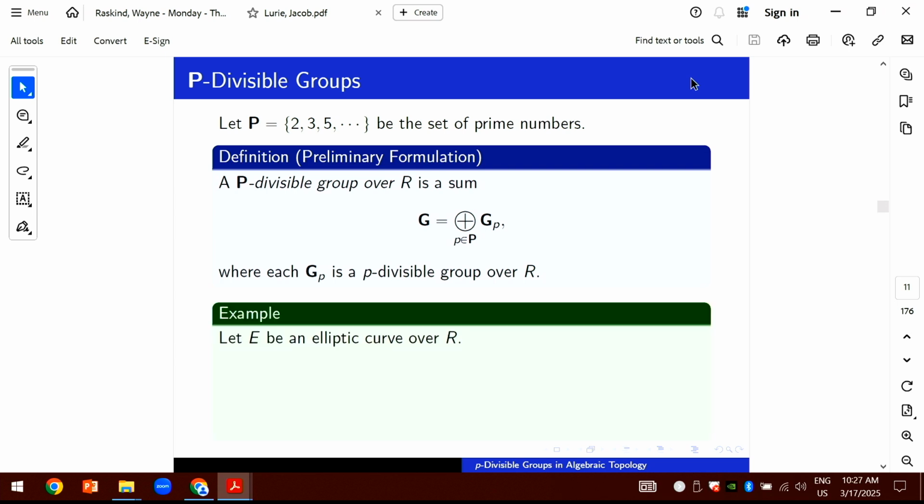So what's an example? Well, if E is an elliptic curve, you can, for every prime number little p, look at its p-power torsion to get a little p-divisible group. But you could also just add those up as little p varies, and you get what I call a capital P-divisible group. So in this case, that would be all of the torsion on an elliptic curve, where you don't specify that it's p-power torsion for any particular prime p.